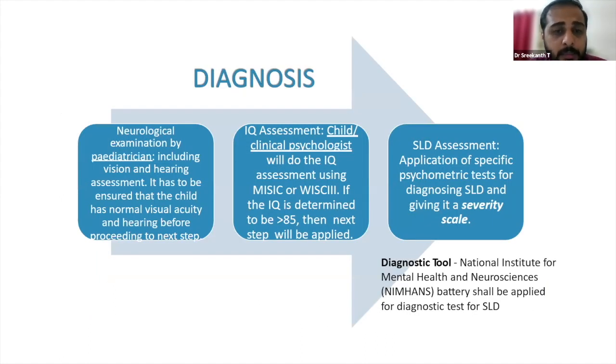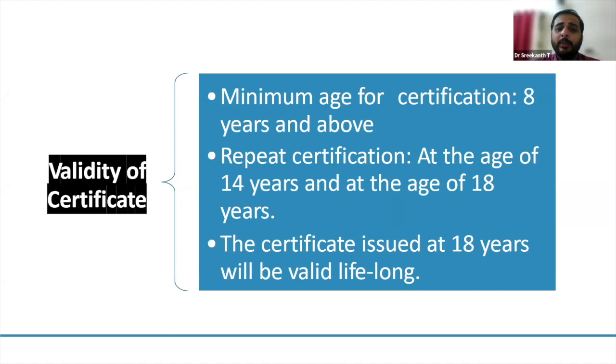The first person who will examine the child would do a neurological examination, a pediatrician. Sometimes a child has difficulty in reading or hearing or other forms of structural abnormalities, and they have to rule out that particular thing. Then the child psychologist or rehabilitation psychologist has to do an IQ assessment. Then the SLD assessment based on the NIMHANS battery. So this is the certification process, and the minimum age for certification for SLD is 8 or third standard, with repeat certification at the age of 14 and at the age of 18 years. Once the certificate is issued after 18 years, it is considered a permanent certificate.